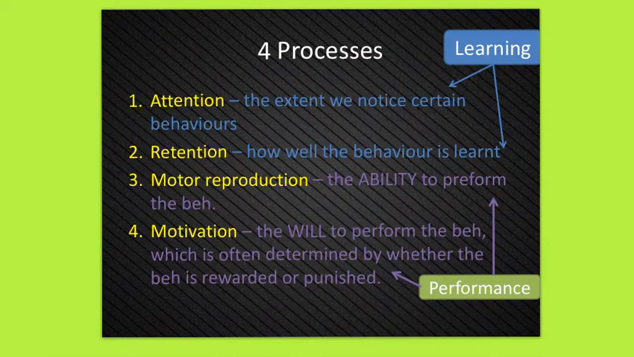Now, these 4 processes can be broken up even more so by putting them into 2 categories of learning and then performance. As you can see with my little diagram here, the attention and retention is put into the section of learning. So it is stored and it is retained and it's observed. Meanwhile, motor reproduction and motivation goes within the performance sections. So the fact that individuals are going to be copying behaviour and recreating it in different environments.